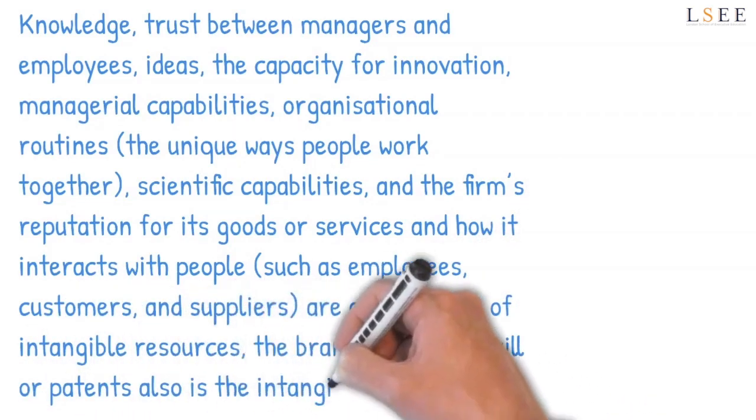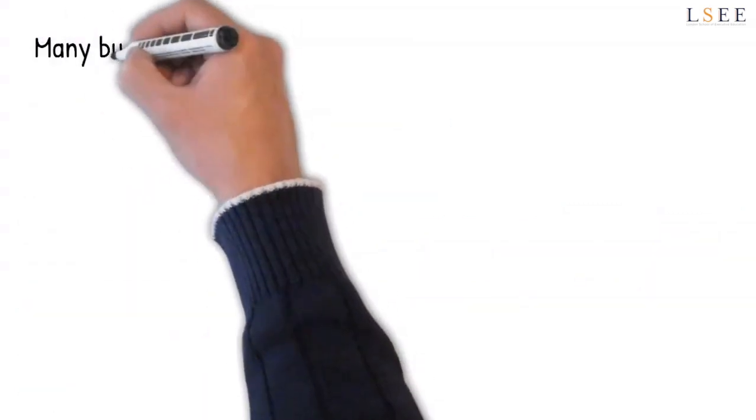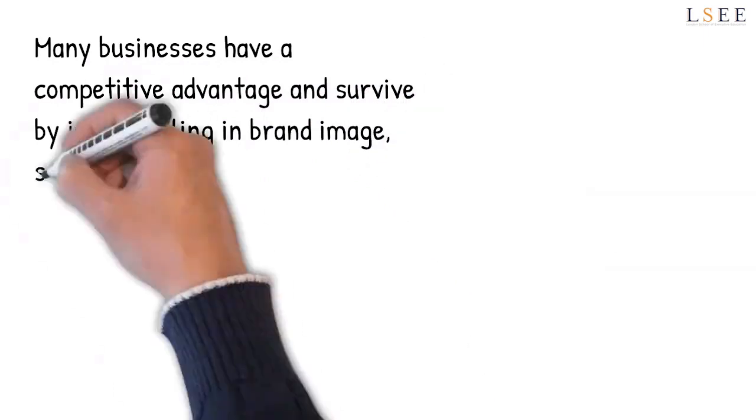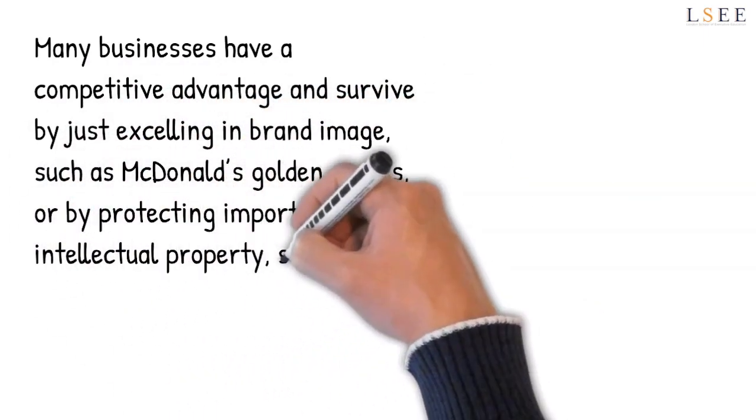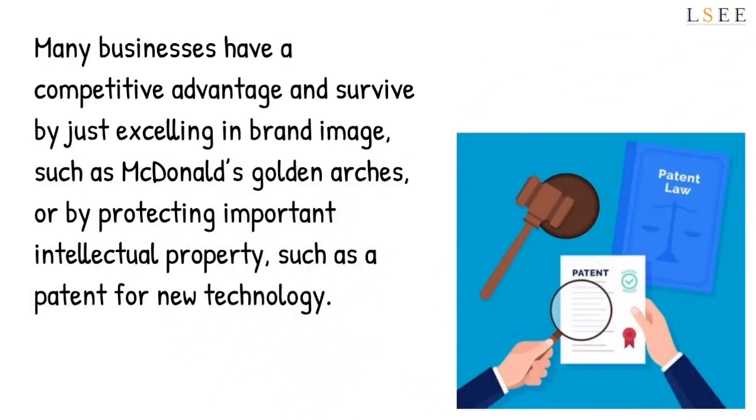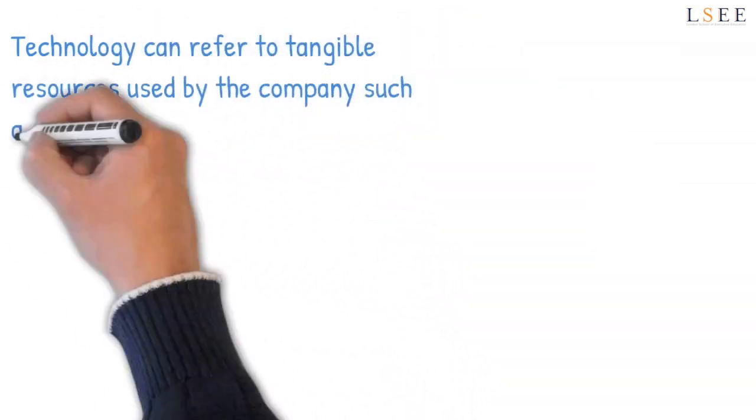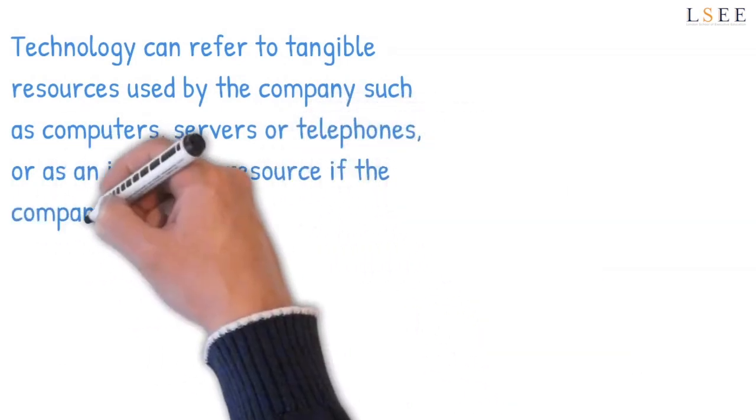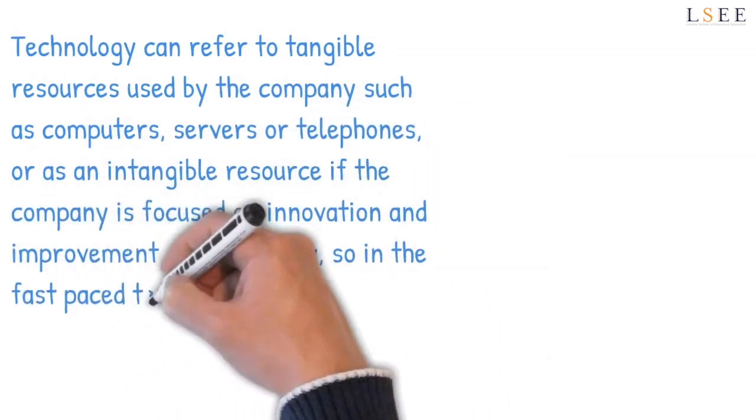The brand image, goodwill, or patents are also intangible resources. Many businesses have a competitive advantage and survive by just excelling in brand image, such as McDonald's Golden Arches, or by protecting important intellectual property, such as a patent for new technology. Technology can refer to tangible resources used by the company such as computers, servers, or telephones, or to an intangible resource if the company is focused on innovation and improvement of technology.